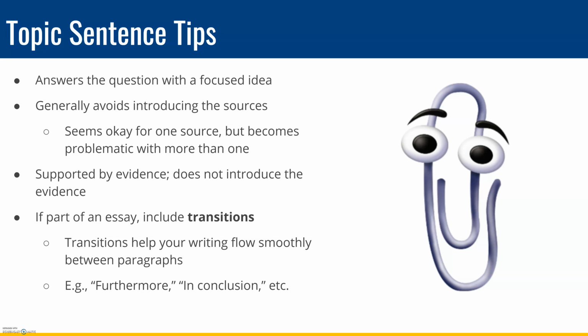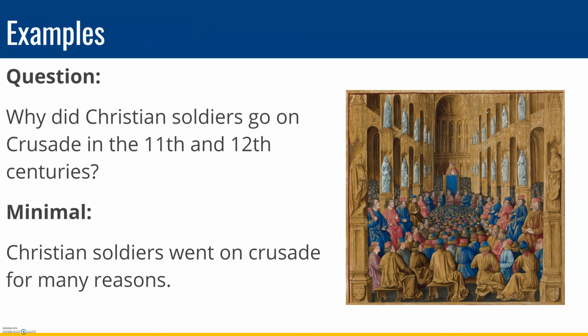And then if it is part of an essay, your topic sentence will likely include transitions, which help your writing flow smoothly between paragraphs. You don't want to get too repetitive with your transitions or using the same ones over and over, but you want to use things that help show that there are connections between what you're writing and that your new topic sentence flows from perhaps what ideas you've presented up to that point in your essay. So here's some great tips from Mr. Lassiter. Not necessarily Clippy here.